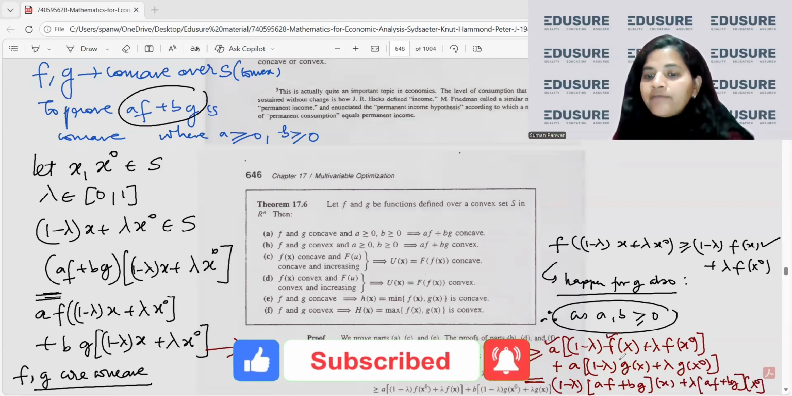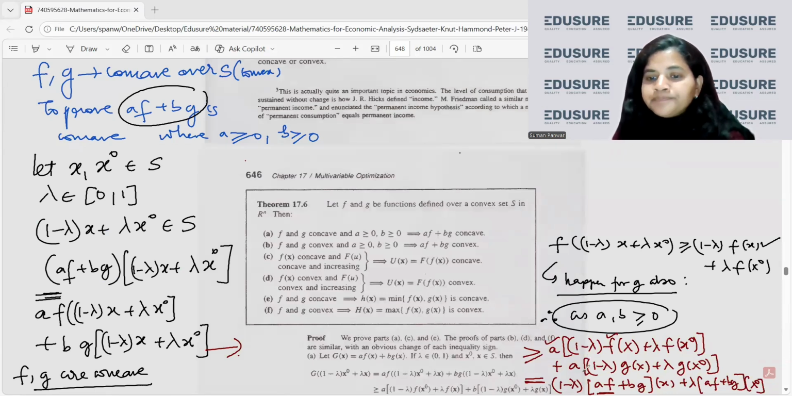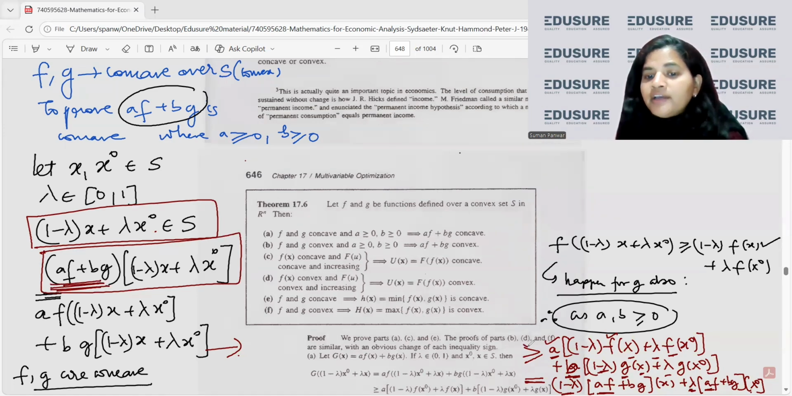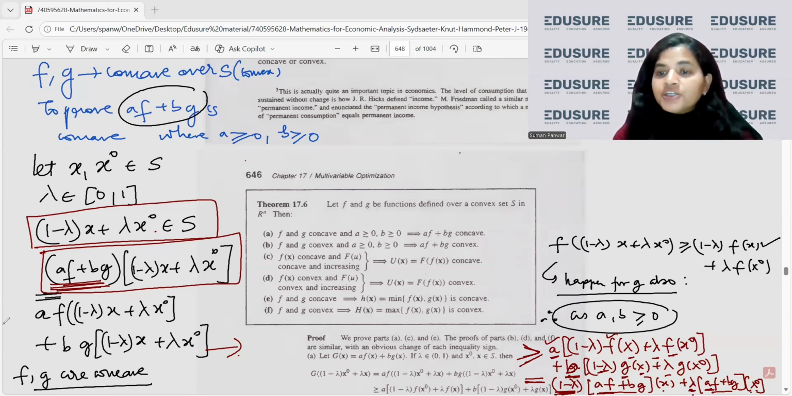You can see that af, then this is bg, and of x, and 1 minus lambda is common. When you take lambda to be common, you will have af plus bg, and that is evaluated at x naught. So you started with a convex combination of x and x naught in the set S, evaluated it for the function af plus bg, and you notice that for this function, we are getting the inequality greater than or equal to, and I was able to split the function as 1 minus lambda, the functional value at x, plus lambda, the functional value at x naught, where the function was af plus bg. And therefore, af plus bg will turn out to be a concave function. This completes the proof.